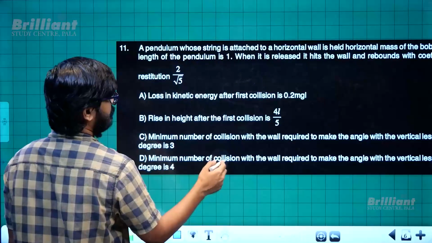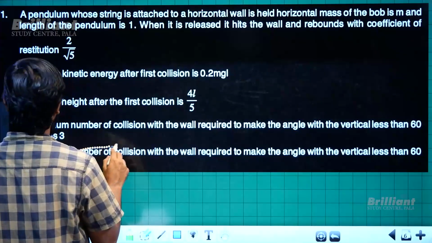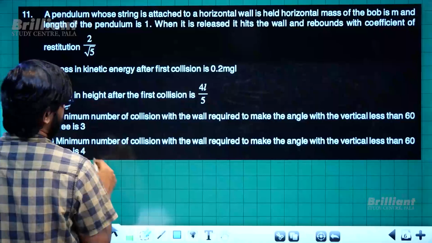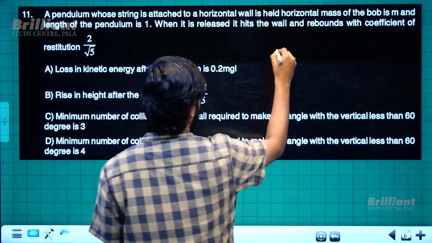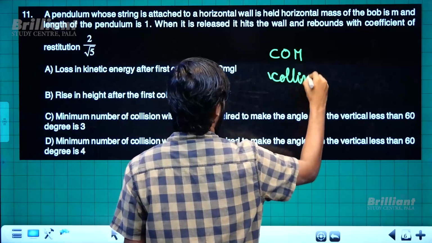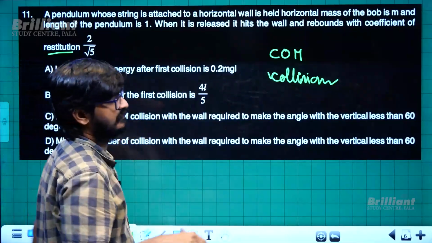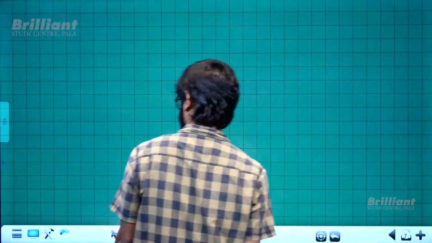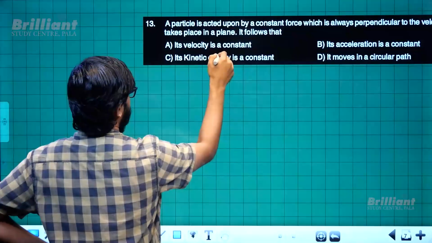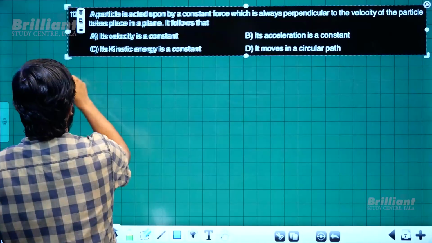This question is not from this chapter, so I am not going to do it, but you can note it down like in which chapter you are going to do it, so that you can try it when that chapter comes. This is from the center of mass chapter, center of mass or collisions. You need to know what is meant by coefficient of restitution to solve the question. So that's from another chapter. This question is given in work energy power, but it must have been given in circular motion.